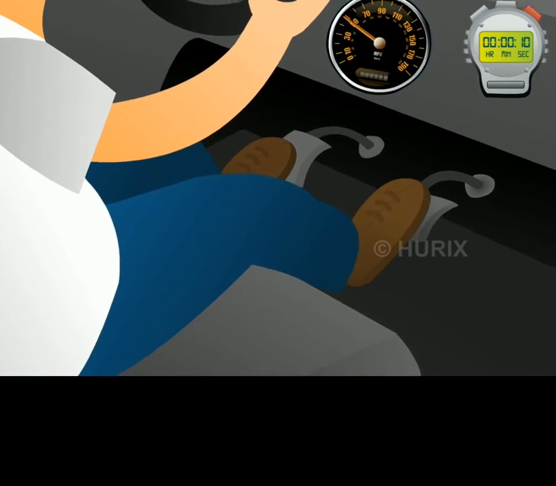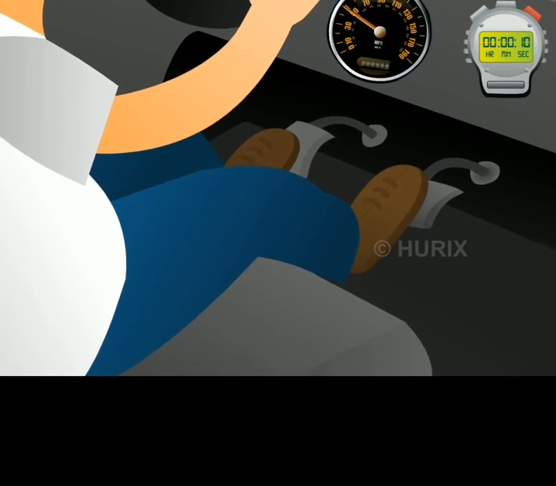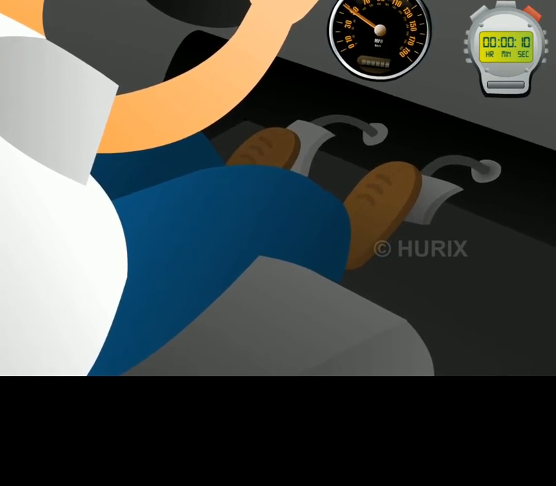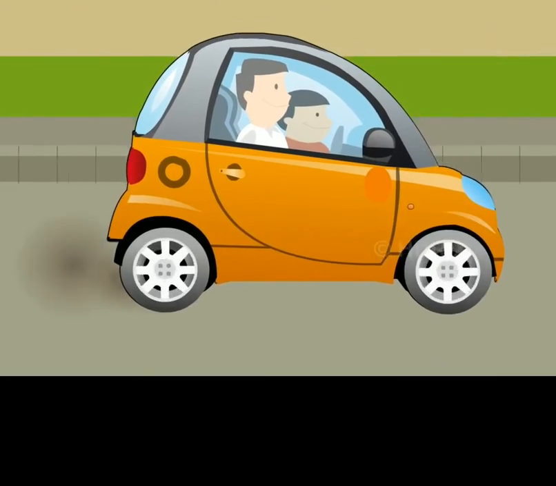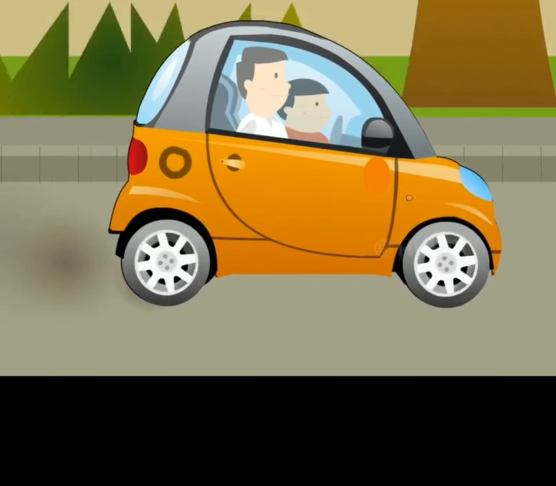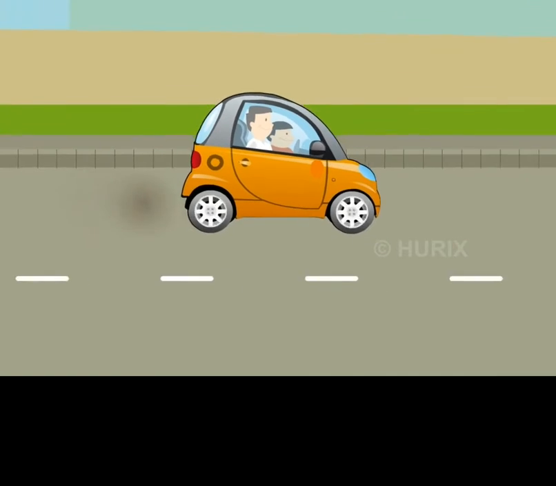The driver pressed the accelerator to make the car go faster. In other words, he increased the velocity, or you could say the car began to accelerate. Let us learn about acceleration.